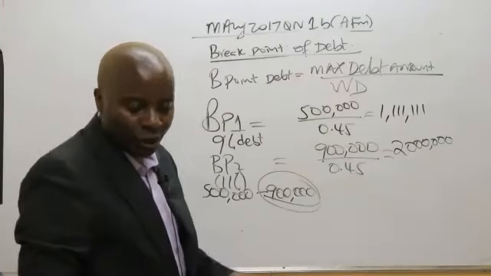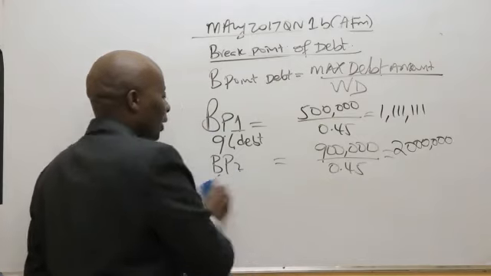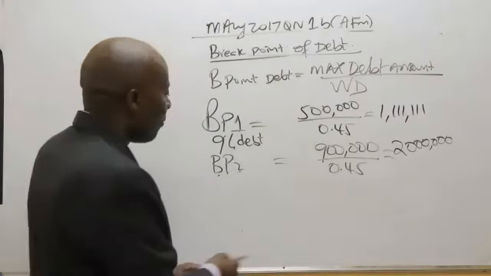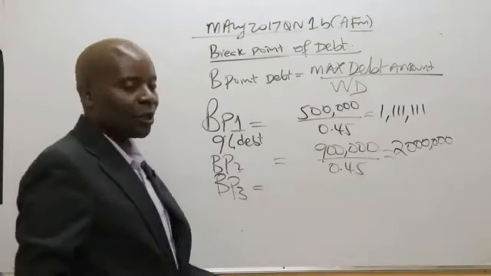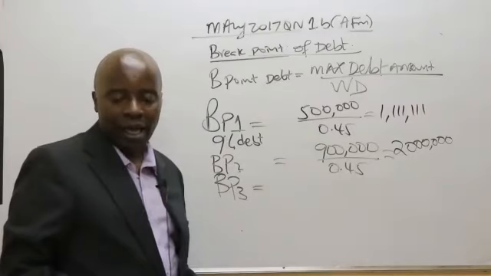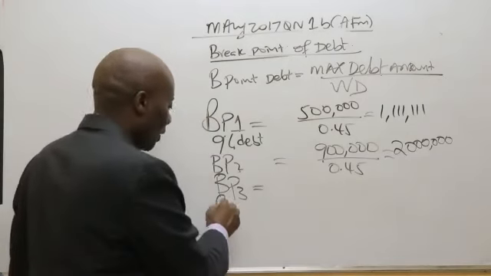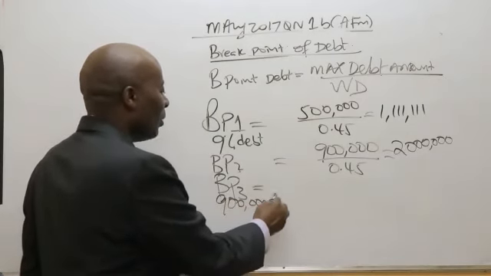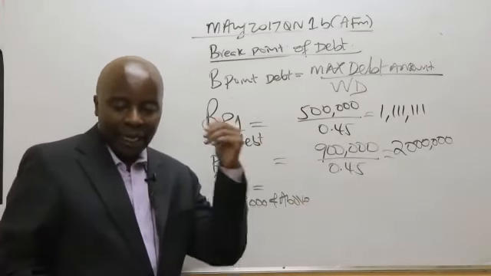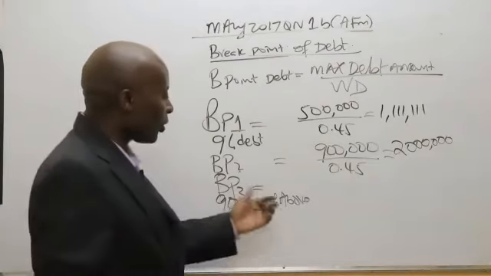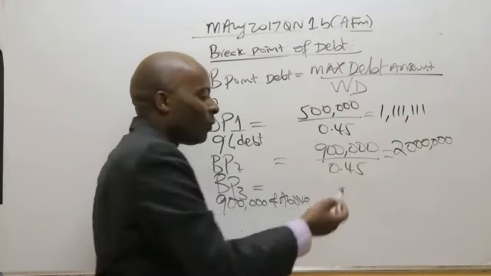Now I would want a good student to take me to the third breakpoint. So in the third breakpoint, what do we have here? The third breakpoint runs from 900,000 and above. Above really means that we don't have an end. We're not going to break anymore. So above means that we don't have the ceiling. The ceiling has not been given. So this will be the same as saying infinity all over 0.45.